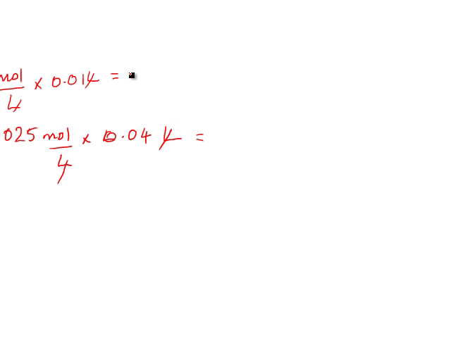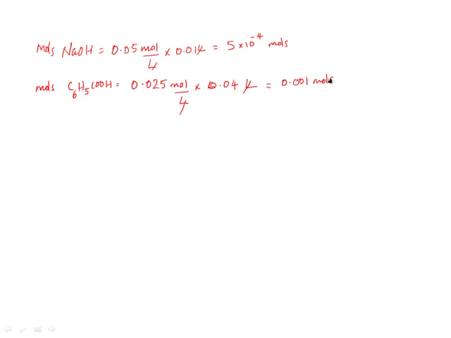Moles of NaOH is 5 into 10 to the power negative 4. That is the number of moles. And how about benzoic acid? 0.001 moles. Okay, so we have the initial moles. Now let's write the reaction and make the table so that things are clear.